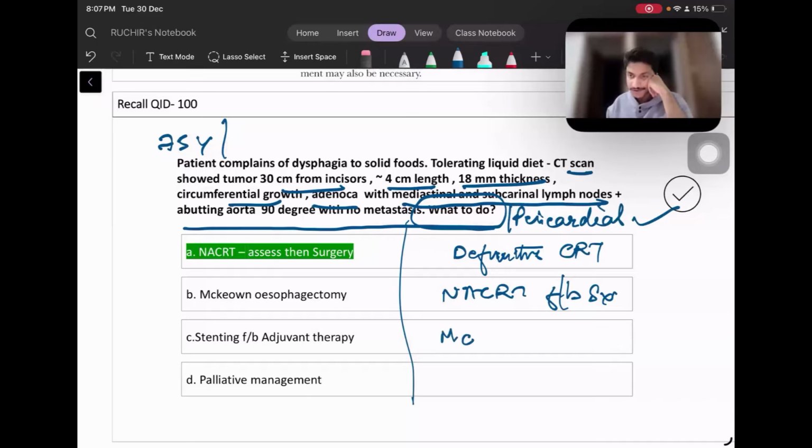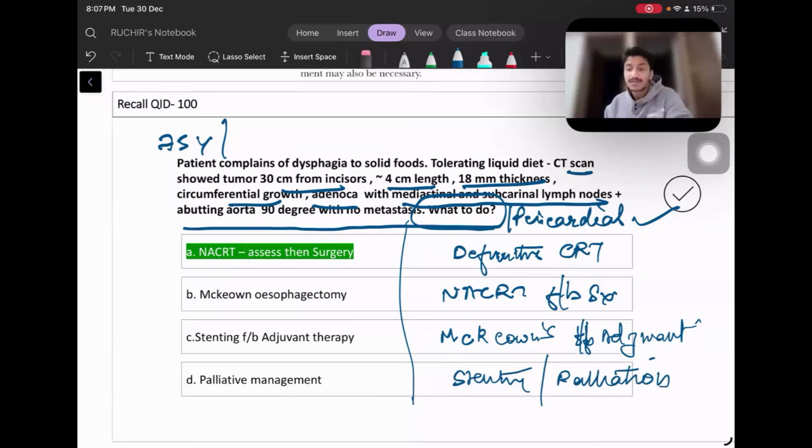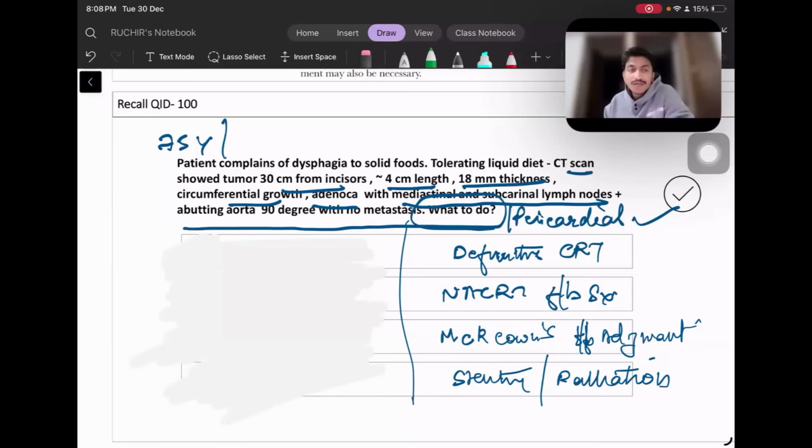Surgery followed by chemo. Okay. Followed by adjuvant therapy. And lastly, stenting and palliation. Okay. So these are the four options: definitive CRT, neoadjuvant CRT, surgery followed by adjuvant, and stenting or palliation. Okay. So, as per the given scenario, that is abutment with the aorta, pericardial involvement was there in the question.